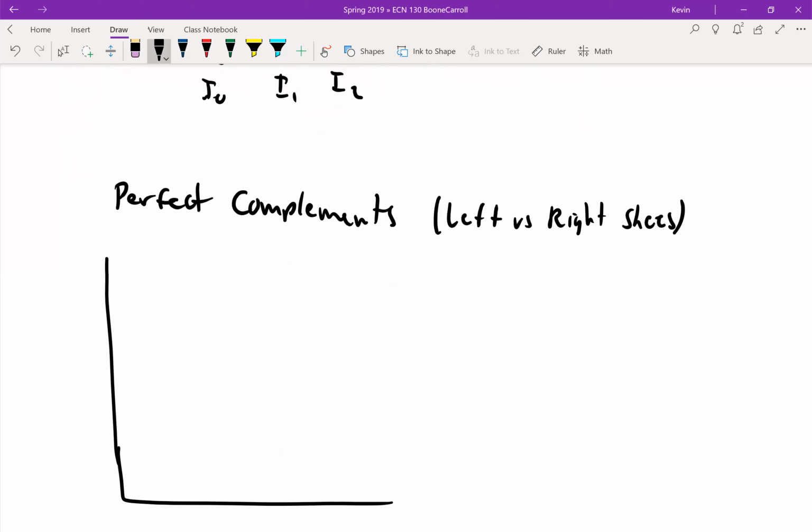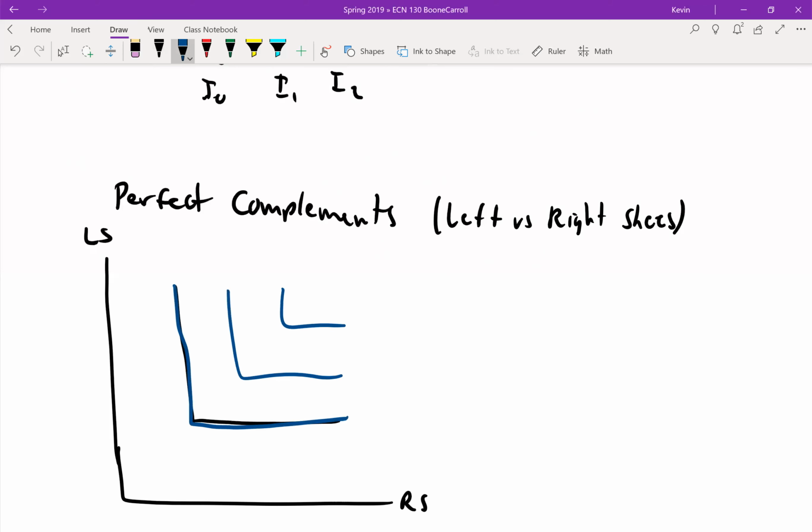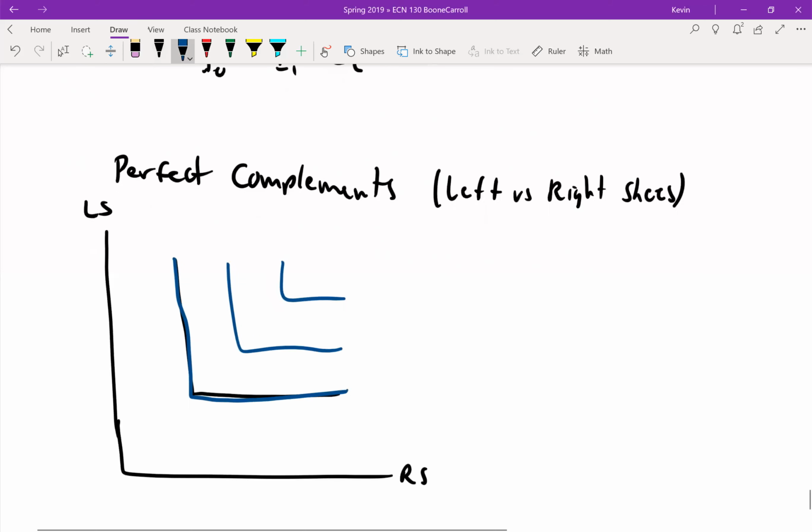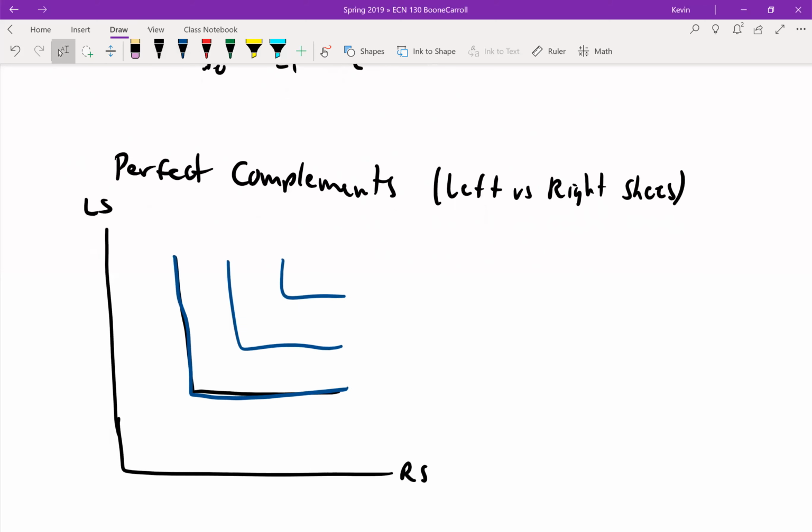Right, so if I don't have any right shoes, the left shoe doesn't do me any good to match it. So if we had, say, left shoes up here, right shoes up here, we'll end up getting these L's as our indifference curve. And just so we have that distinction, I'll make that blue. The only way we can be better off is to have more of each shoe. If I have 1,000 left shoes and only 5 right shoes, I may as well only have 5 left shoes and 5 right shoes.